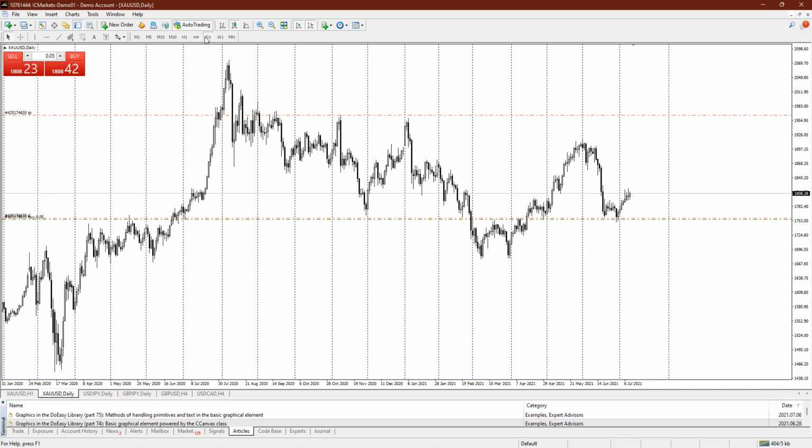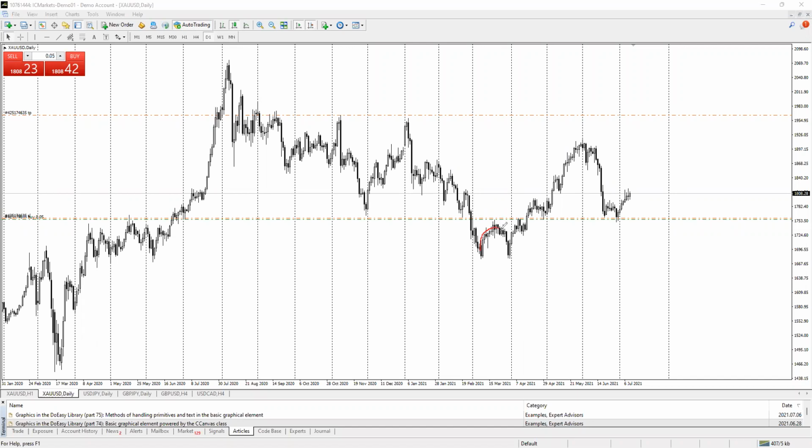Alright, so I'm looking for something. Okay, now look at this. I'm going to take this swing high. You see, this is a swing high. This area is a swing high. This is gold. This is a swing high. Price has taken it out. Now price started selling from here.